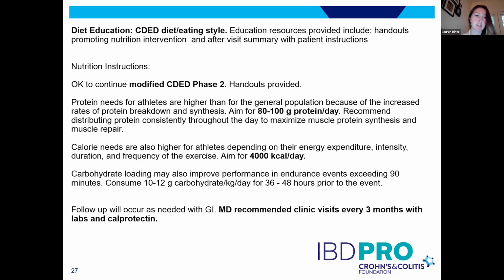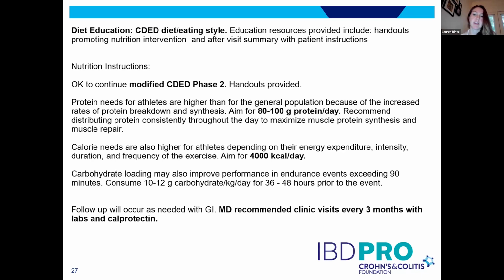So my instructions for this patient were that it was okay to continue the modified Crohn's disease exclusion diet phase 2. Handouts were provided. I provided protein goals for this patient, considering he's an athlete. His protein goals came out to 80 to 100 grams per day. I provided a goal for calories, 4,000 calories a day. And then follow-up will occur as needed with GI.